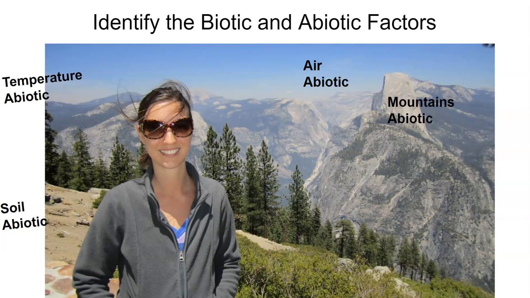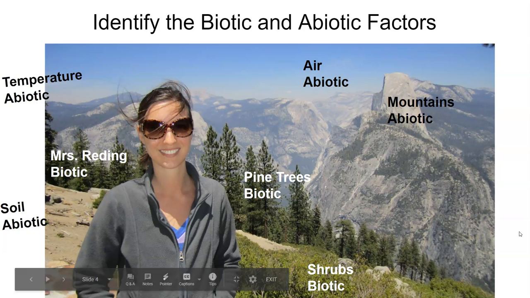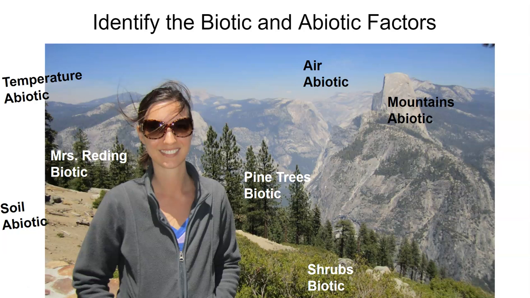So what are the biotic things in the picture? Biotic, remember, is living. Bio means life. So the biotic things, I'm a biotic thing. The pine trees, the shrubs, if there's any grass, if there's any little insects crawling around on those trees, pine beetles or any of those things. Maybe there's a bird soaring somewhere in the back that we can't see. All of the living things are the biotic factors.